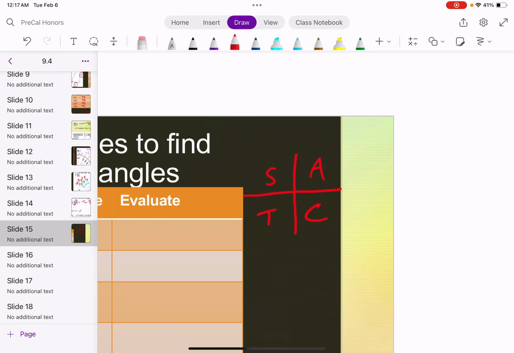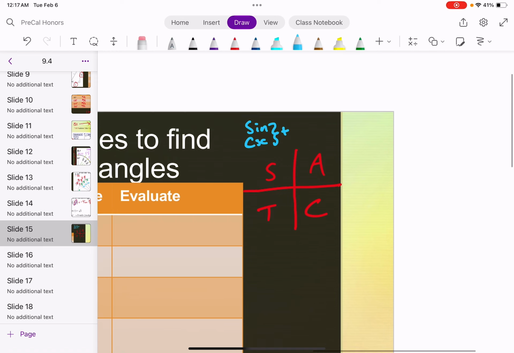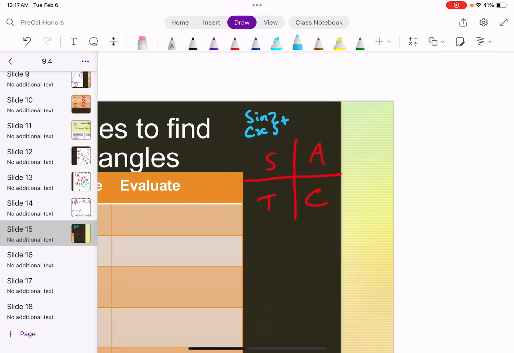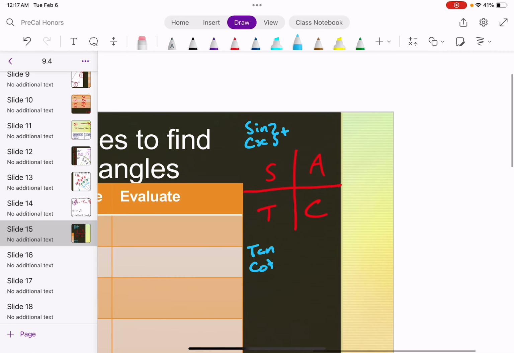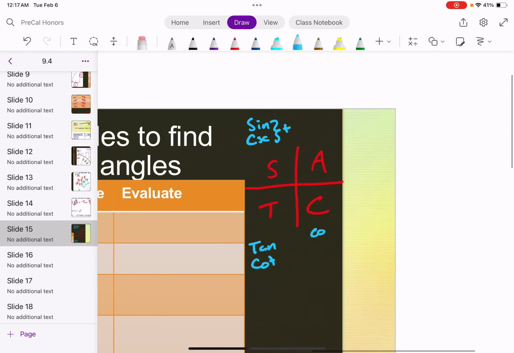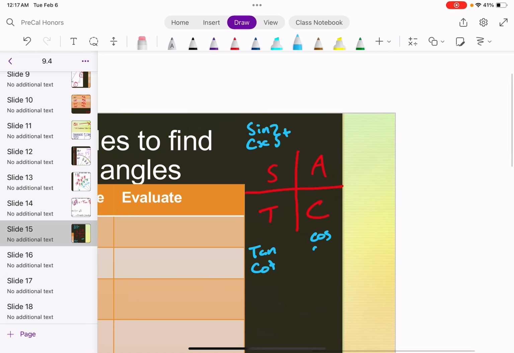Now, we're going to go with this top left corner, and we're going to start off with the S. What this means is that this is going to be our sine and our cosecant. And in both cases, both of these would be positive. When we're taking a look at the T, this would be our tan and cotangent. And we're going to take a look at our C, which would be our cosine and our secant.